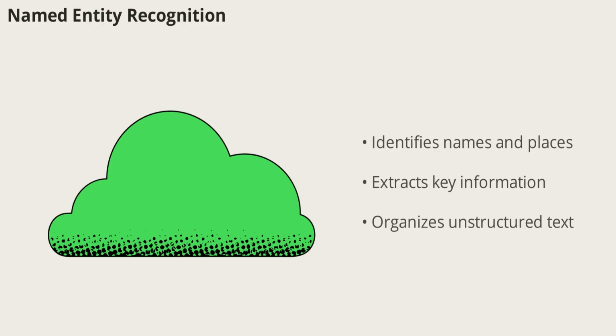Named entity recognition, or NER, is an NLP technique that identifies and classifies key information in text, such as names of people, organizations, locations, and dates. NER helps computers extract valuable data from unstructured text, making it easier to organize and analyze information. This technique is widely used in applications like news aggregation, search engines, and digital assistants.